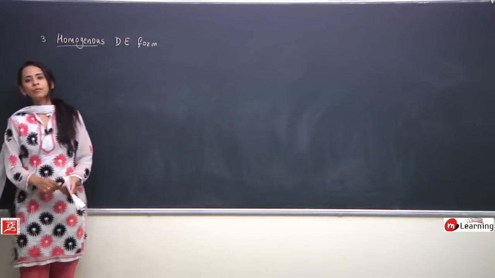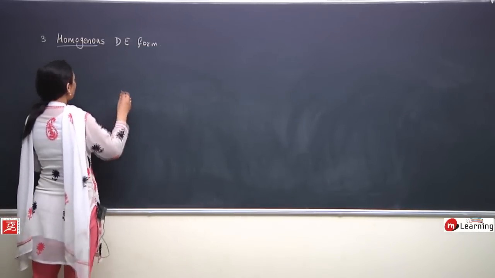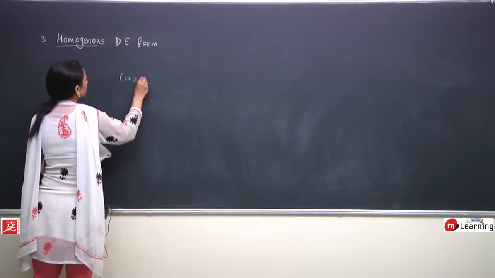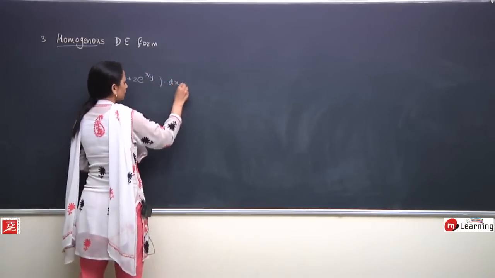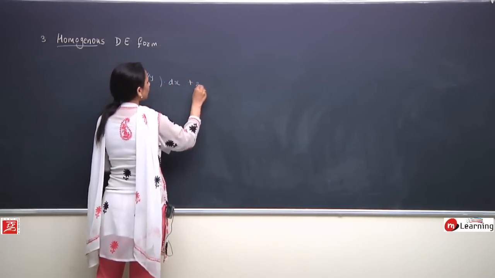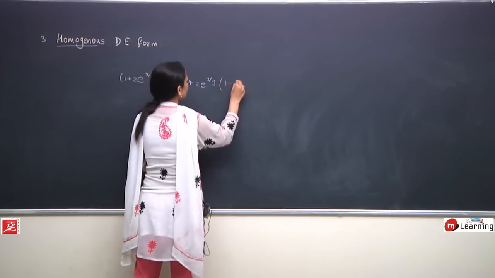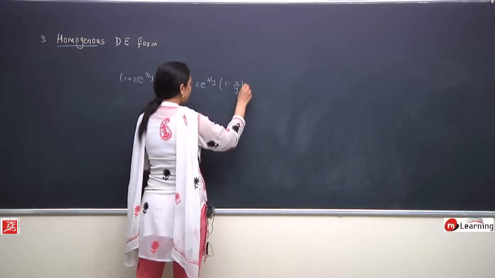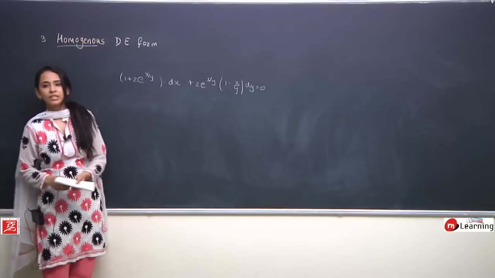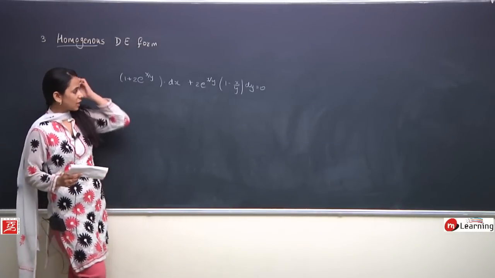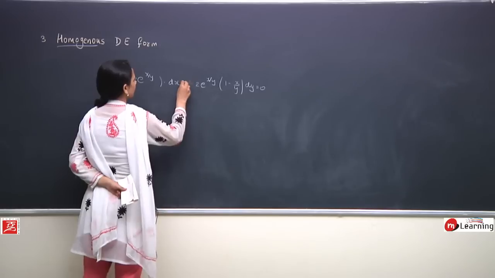Now let us solve one more illustration. Let us say we have an equation of the form (1 + 2e^(x/y)) dx + 2e^(x/y)(1 - x/y) dy = 0. So हमारे पास ये differential equation and we have to find the solution of this differential equation. So let us see how can we reduce this differential equation first.